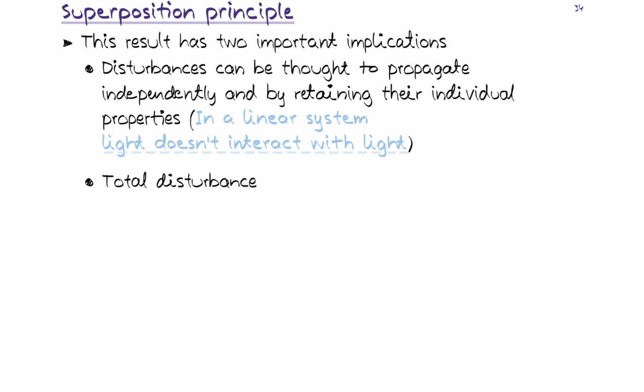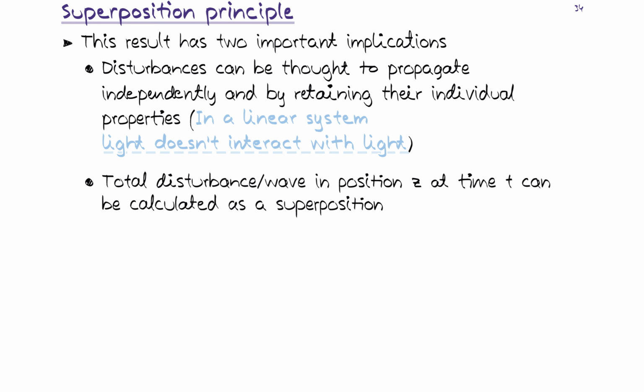Another thing that we can do is that when we are looking at the total disturbance or wave in a given position and in a given time, we can simply just calculate this always as a superposition. And in our case, we were summing two waves, so we can always just sum two waves up. But of course, this generalizes into 3 waves, 4 waves, n waves, quite many waves. And we can still do this piece of mathematics quite easily, especially with computers. So this is the power of superposition principle.